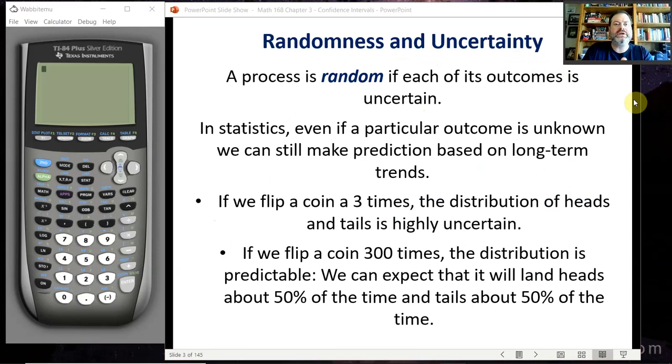So the first thing we're going to do is introduce randomness. We talked about random sampling earlier in the class, and our view of random sampling is that if you put everybody's name in a hat and draw one out at random, that's a simple random sample. But there's more to randomness than just that. Randomness just means that each outcome is uncertain. When you put all the names in a hat and pick one out, that's actually a special kind of randomness that we're going to see in a second.